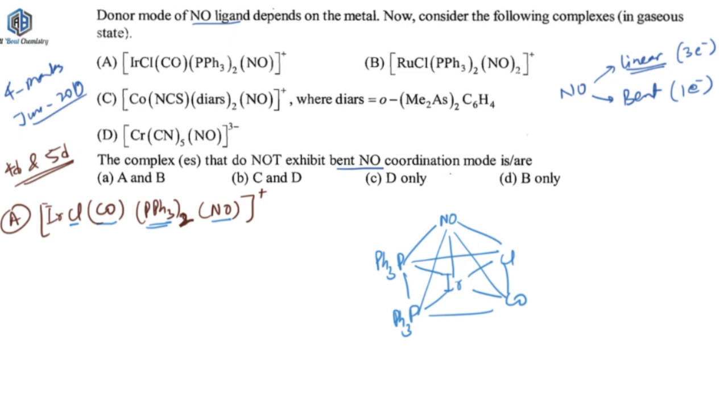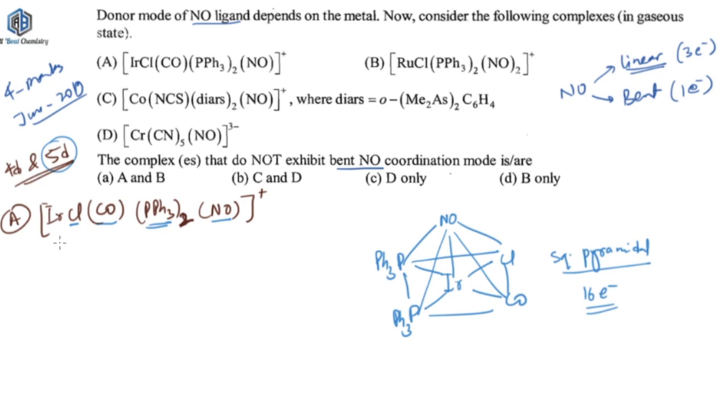Okay, so this particular complex, sorry, this is a square pyramidal, right? So square pyramidal geometry generally forms a 16 electron species. So this complex, instead of satisfying the 18 electron rule, has to satisfy the 16 electron rule. Why is it so? Because it's a 5d metal. Iridium is in the fifth period, so it's a 5d metal. That's why this is going to happen.